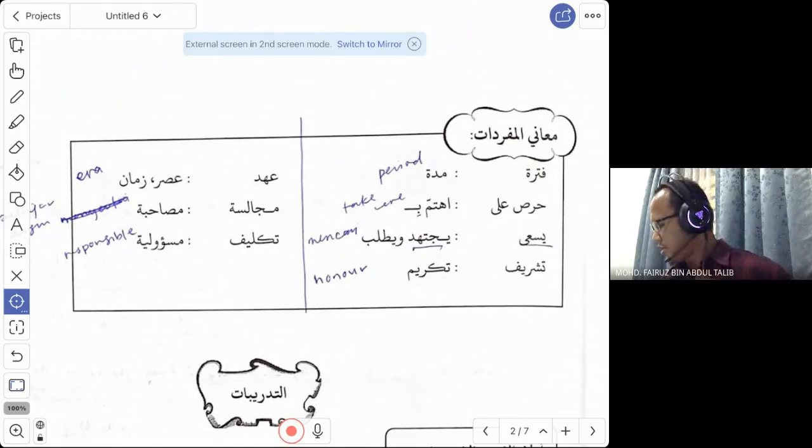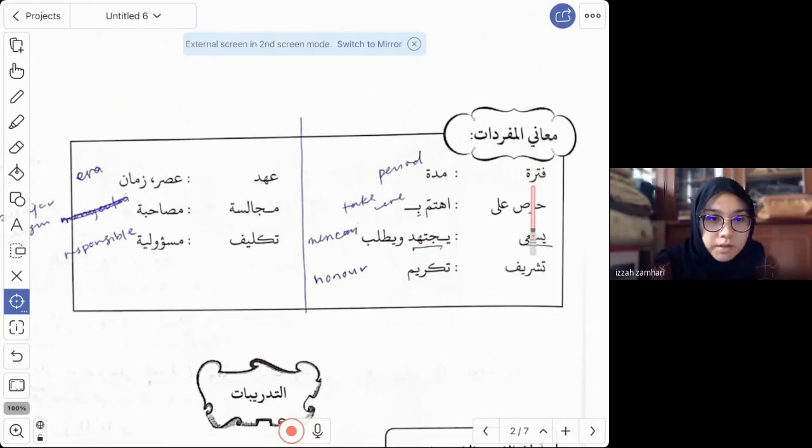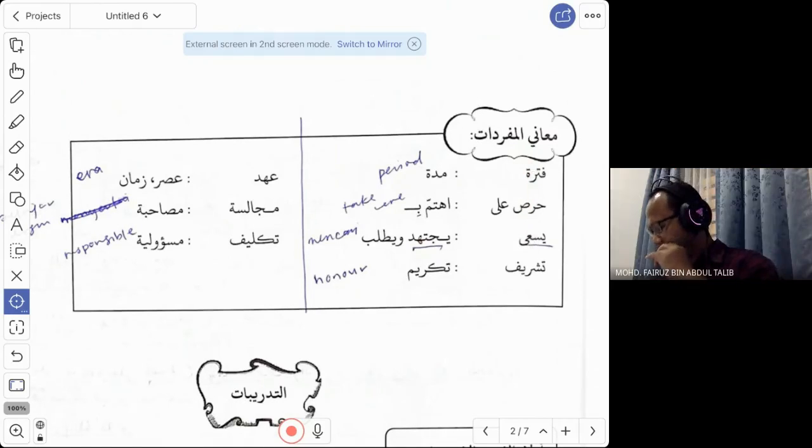Yes, continue with ma'ani mufradat. Ma'ani means like to find the meaning, right? The meaning of the vocabularies. Okay.